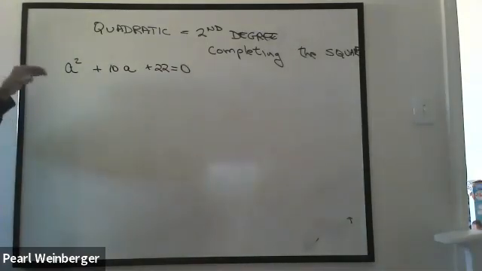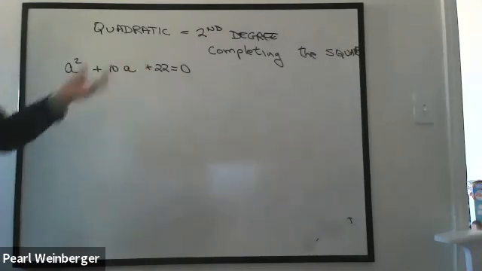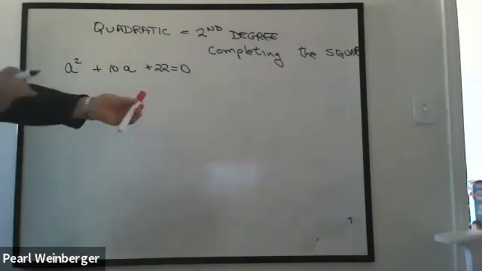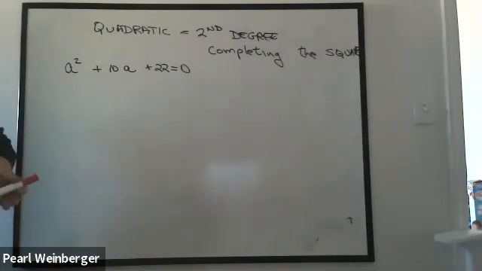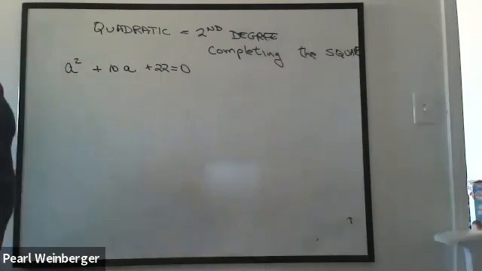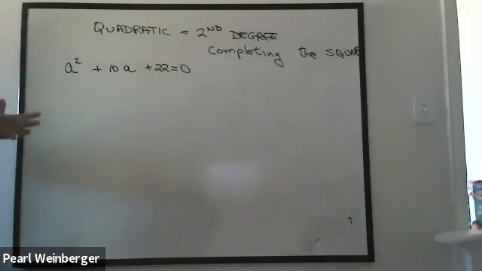If you think about it, I see that I cannot factor it. Why? Because I can't think of any numbers that multiply to 22 but when I add them will give me 10. The only numbers that multiply to 22 are 2 and 11, and they add up to 13. They don't add up to 10. In other words, this is not factorable. Notice this method can be used even if it is factorable, but in this case, it's not factorable.